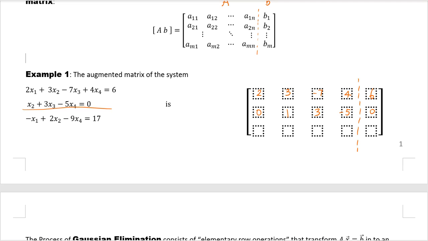Sometimes we put a dashed line here to separate. The left side is the coefficient matrix. The right side is the right hand side of the linear system. Then for the third equation we have -1 x1 plus 2 x2, and then we don't have x3, so that's 0 x3, and -9 x4 equals 17. So this is the augmented coefficient matrix.